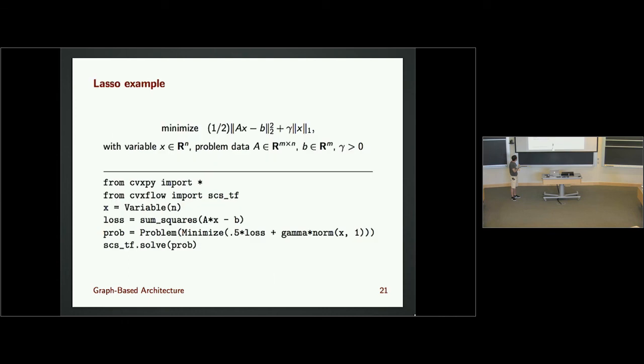So first, let's look at a lasso problem. So we just had a standard lasso problem. We have a least squares objective and then a sum of absolute value regularization term. And this is the CVXPY code to express that. So it's just operator overloading. So you construct a variable, you construct the loss, you construct the objective here, and then you pass the problem into this CVXflow library, which constructs this graph.